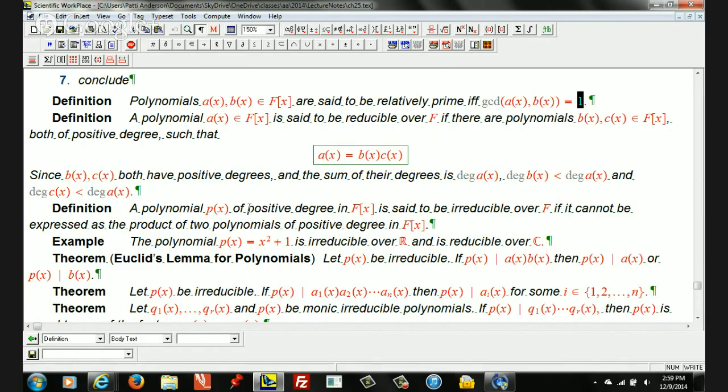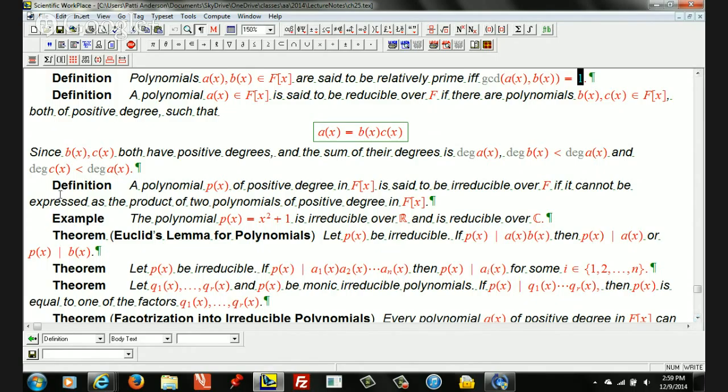A polynomial P of positive degree is said to be irreducible if it cannot be expressed as a product of two polynomials of positive degree. Notice we didn't call it prime, we just said it's irreducible, but it's kind of indicative of our prime numbers. The polynomial x squared plus 1 is irreducible over the reals, but it is reducible over the complex numbers.